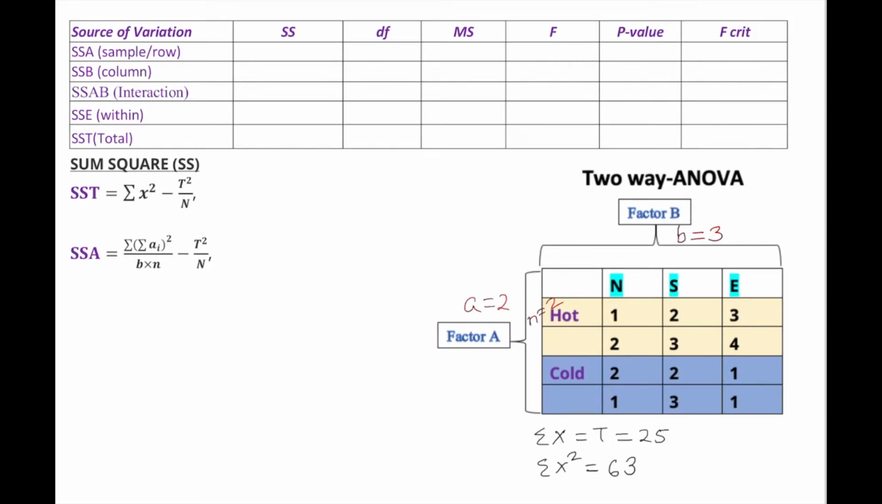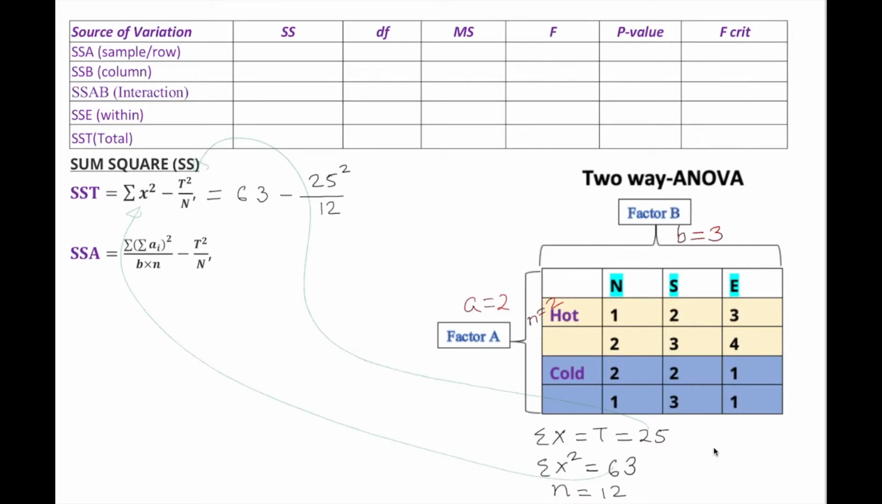So then we just plug it in here. So that's 63. This 63 is going to give us, we just plug it in here, and of course this 25, we're going to plug it in here. Okay, so let's take a look what we have. So 63 minus 25 square over n, in this case is 12 again. So we need n is equal to 12.